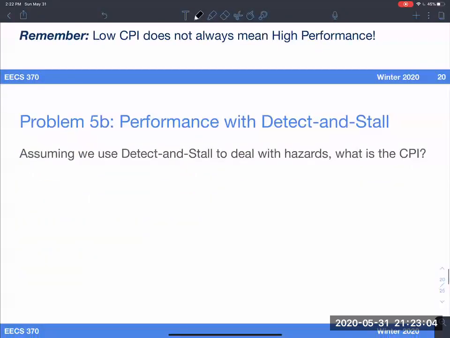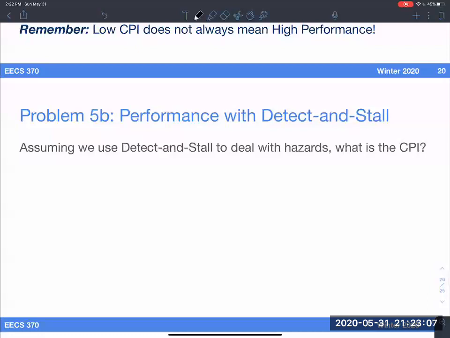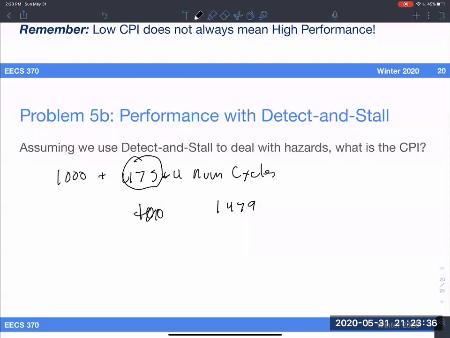Next, we're going to use detect and stall to deal with the hazards. So what is the CPI? So above, we know that we inserted 475 no-ops, right? So that means the number of cycles we have is 1,000 plus 475 plus 4. However, this time, the number of instructions we ran is only 1,000 because we inserted these no-ops as stalls in the hardware, not as actual instructions. So that means our computation is 1,479 over 1,000. So it's the same number of cycles, but since we ran fewer instructions, our CPI goes up.